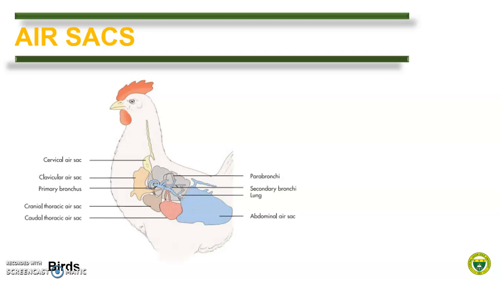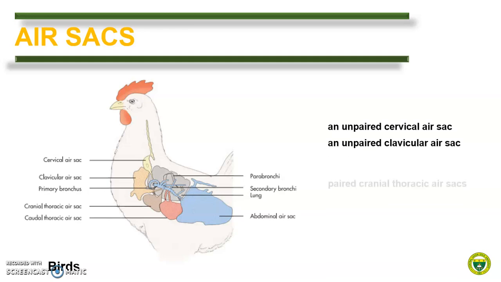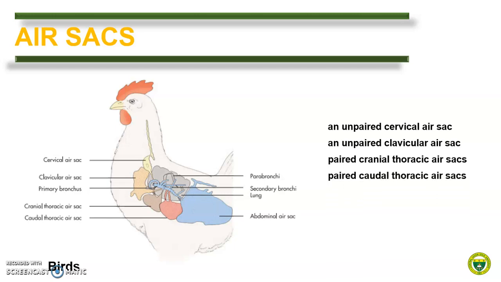Normally, there are 8 air sacs in domestic chicken as follows. These are the unpaired cervical air sac, the unpaired clavicular air sac, the paired cranial thoracic air sacs, the paired caudal thoracic air sacs, and the paired abdominal air sacs. And that ends our discussion on the comparative anatomy of the respiratory system.